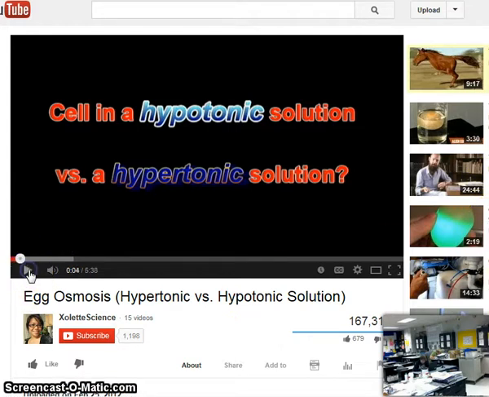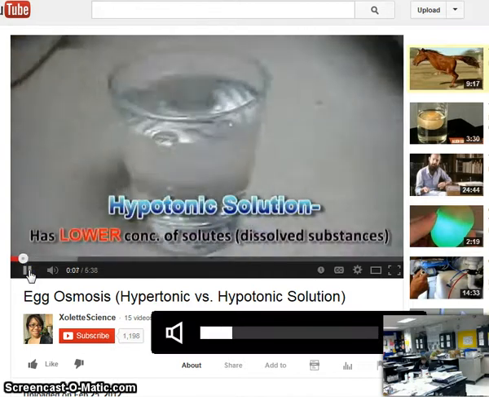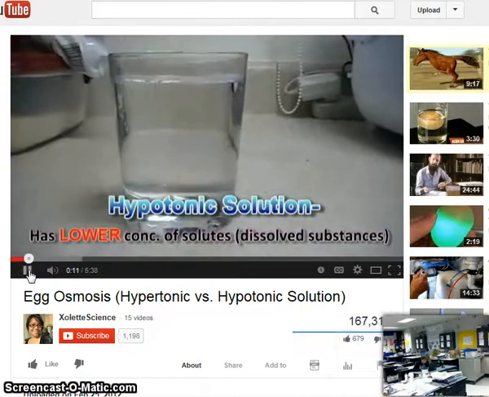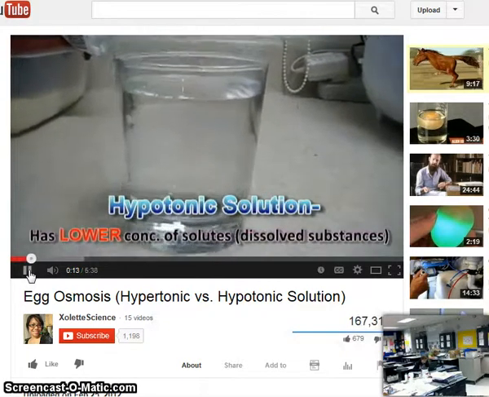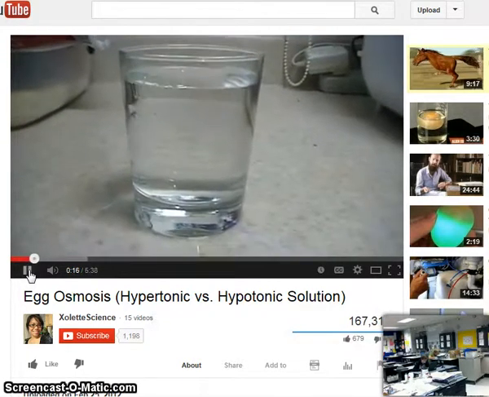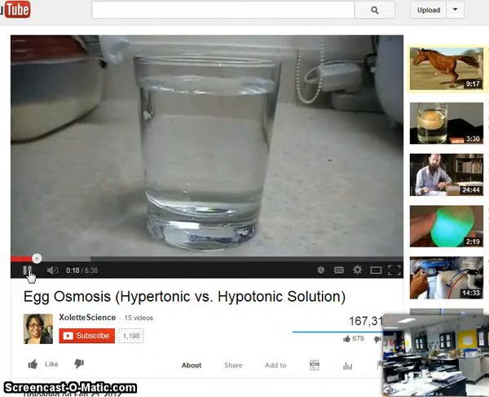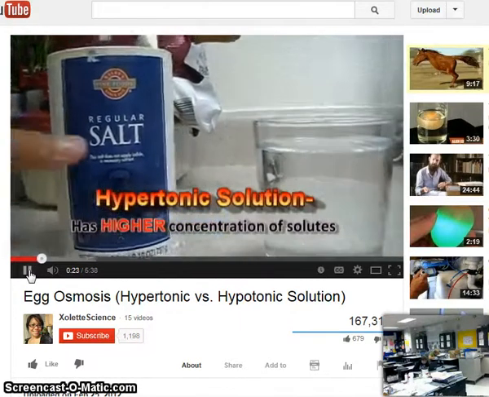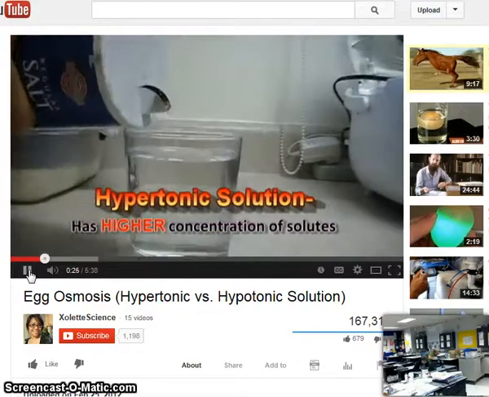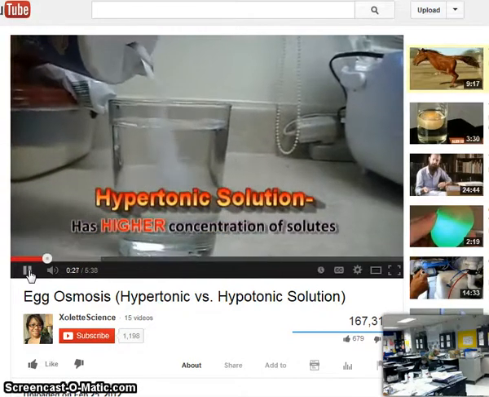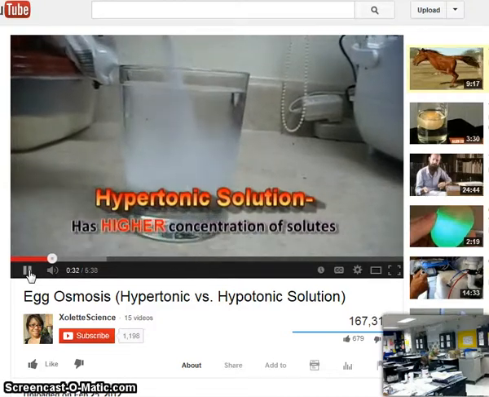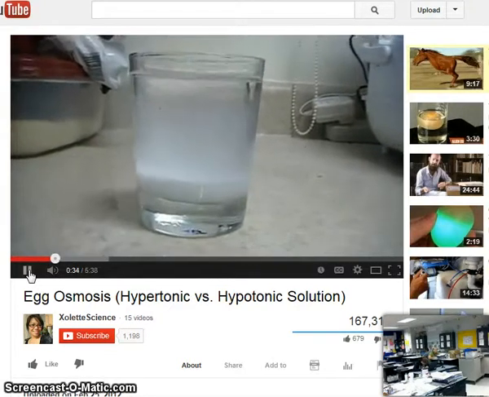Solution versus a hypertonic solution. A hypotonic solution is simply a solution that has a lower concentration of solutes, dissolved substances, compared to the inside environment of a cell. For example, water is considered a hypotonic solution since it is very low in solutes. A hypertonic solution is a solution that has a higher concentration of solutes compared to the cell's inside environment. For example, water with a lot of salts is considered a hypertonic solution since it is very high in solutes.